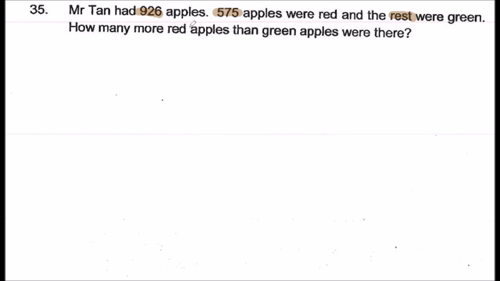Okay, this is the part you missed out, so I suggest in the exam, please highlight this. How many more? We want to know how many more red apples than green apples there were. When we have "more", that is the keyword. It tells us that we need to compare.